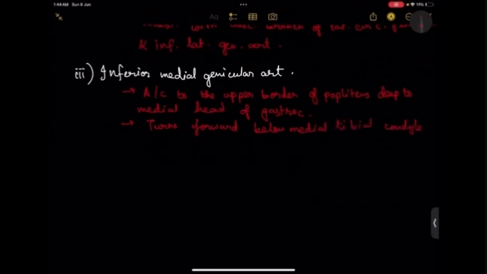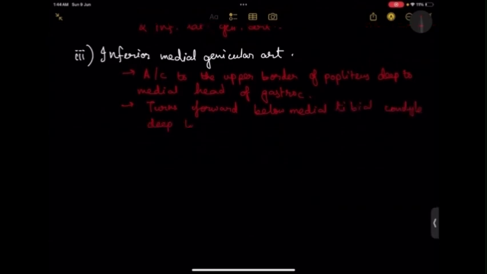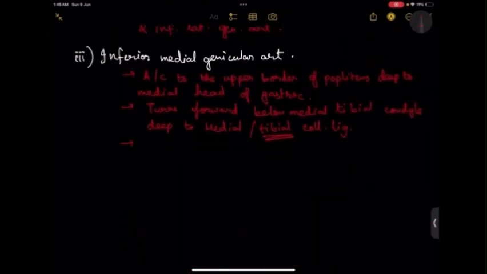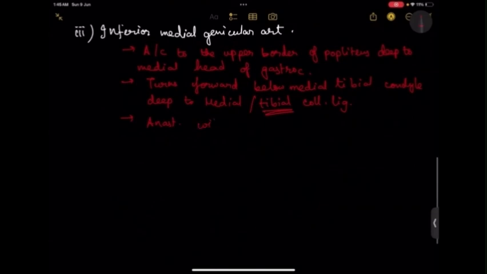Tibial condyle, lateral and medial. Deep to the medial collateral ligament, or tibial collateral ligament. It's easy to remember by the name of the bone. I always remember by the name of the bone. I may have written medial collateral ligament, so it was on the medial side, but still it's better to remember by the name of the bone. So: anastomosis with superior medial genicular artery and saphenous branch of descending genicular artery.